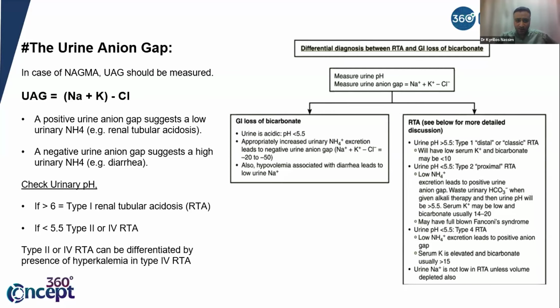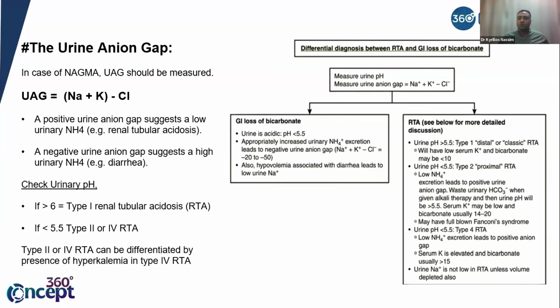And if you are given the urinary pH in the question, then it guides you to answer the renal tubular acidosis type. If the urinary pH is more than 6, it is type 1. If it is below 5.5, it is type 2 or type 4 renal tubular acidosis. And another note from me: you can differentiate between type 2 and 4 by potassium. The presence of hyperkalemia is suggestive of type 4 renal tubular acidosis.